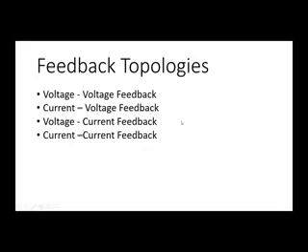This is the example for a voltage amplifier. This is the example for a transresistance amplifier. This is the example for a transconductance amplifier, and this is the example for a current amplifier. Next, we will see the four types of feedback topology. These are all the four types of topology: voltage feedback, current-voltage feedback topology, voltage-current feedback topology, and current feedback topology. Let's see one by one.